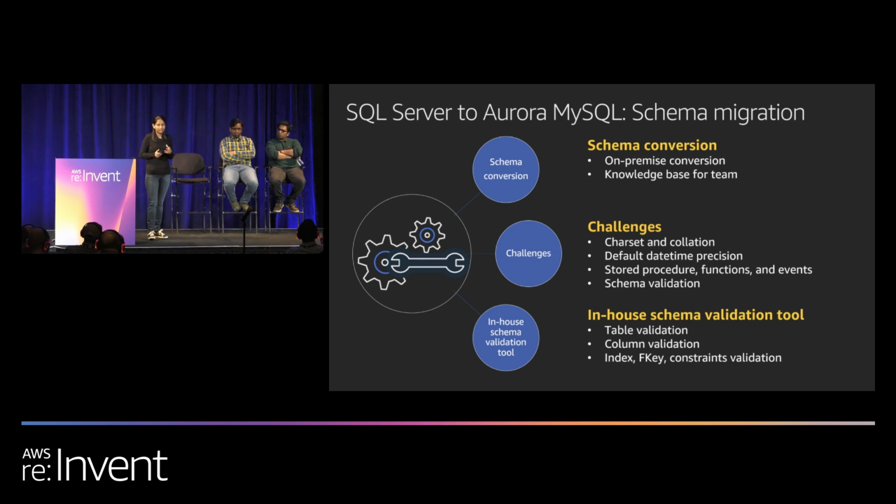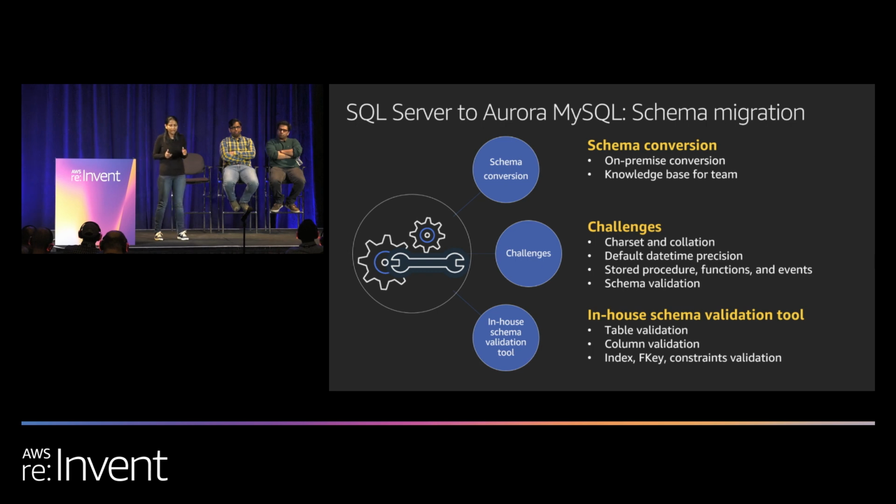Similarly, if you look at the date-time precision, there is a difference in the date-time precision between SQL Server and Aurora MySQL. And if you choose the default date time for MySQL, chances are that post-migration, you would end up with precision loss of your data. Then we had to deal with the stored procedures, functions, and events migration. So what we felt was that, due to the complexity of so many char sets, collations, and different data types, it was very important to automate the entire schema validation process.